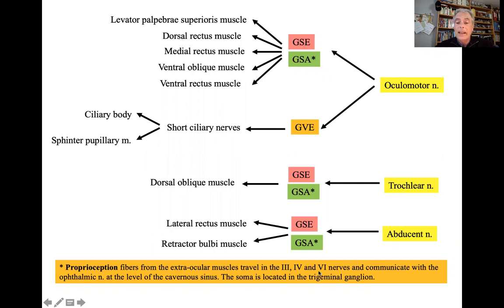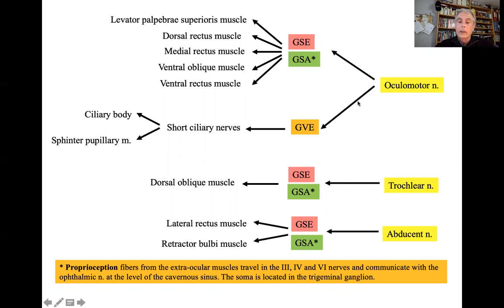But then, when they enter the cranial cavity, they move to the ophthalmic nerve at the level of the cavernous sinus. Okay, and remember that the soma of these proprioceptive fibers is located in the trigeminal ganglion, outside the encephalon.